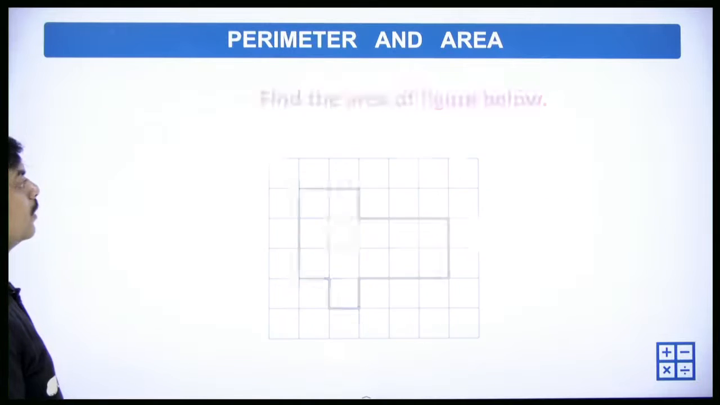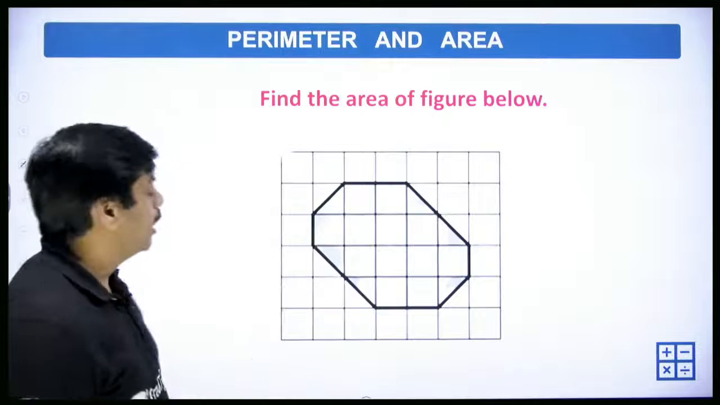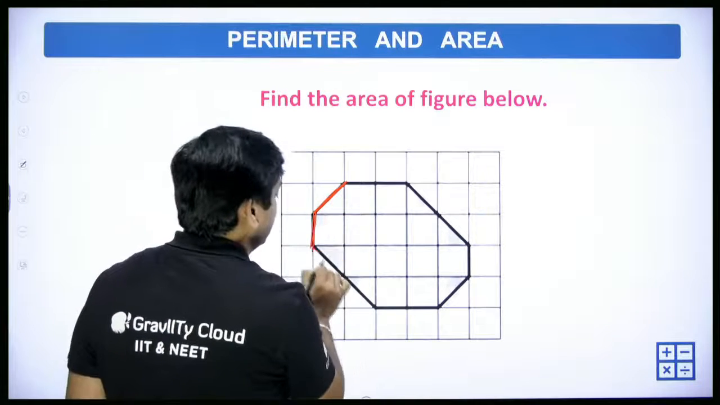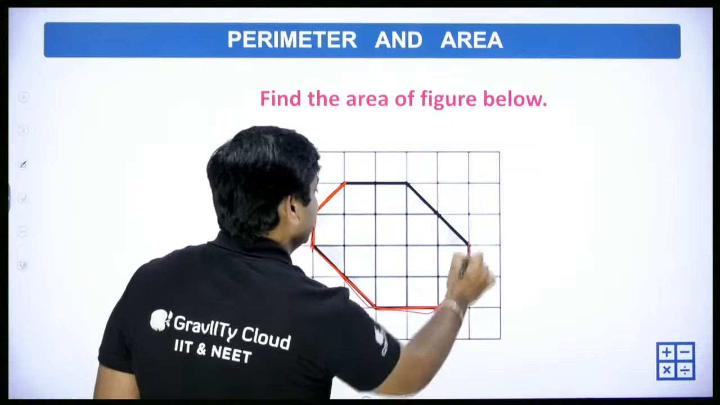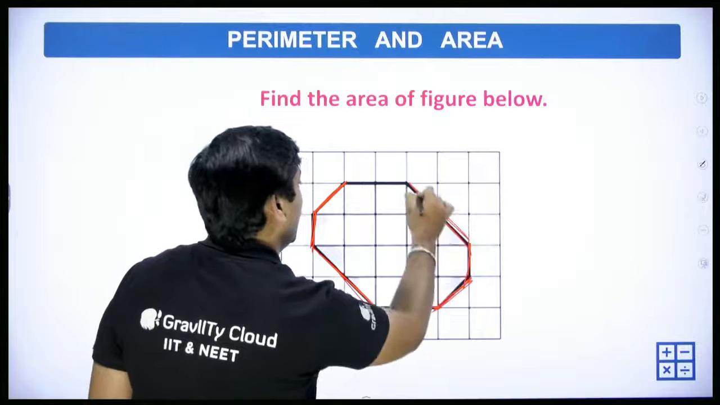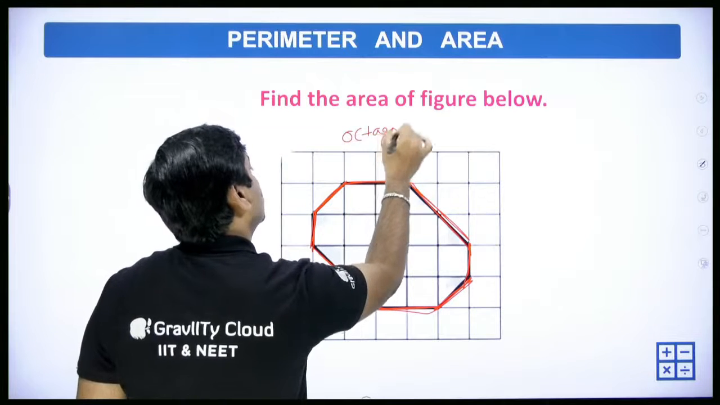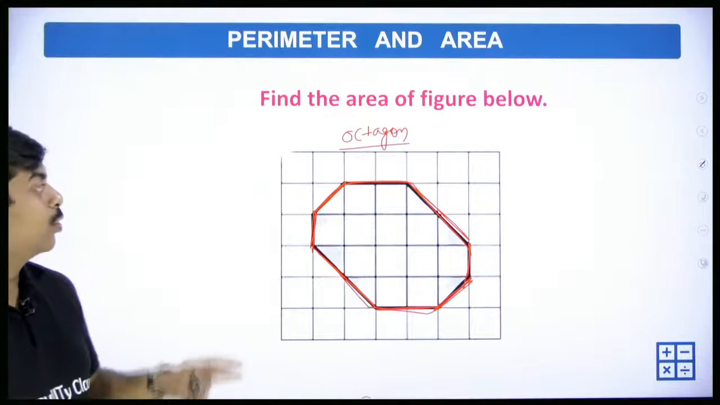Okay, next one. Find the area of the figure. We have one more figure, let me draw that properly. So this is one side, second, third side, fourth, 5, 6 and 7, and this is 8. This is called an octagon. Octagon means an 8-sided polygon, an 8-sided closed figure, right?